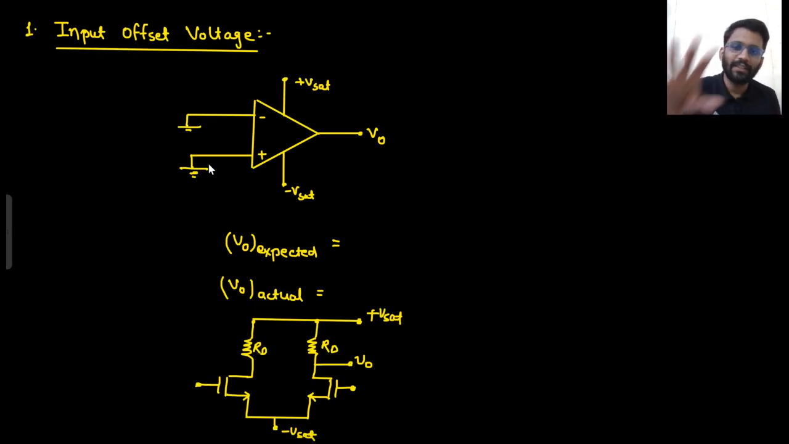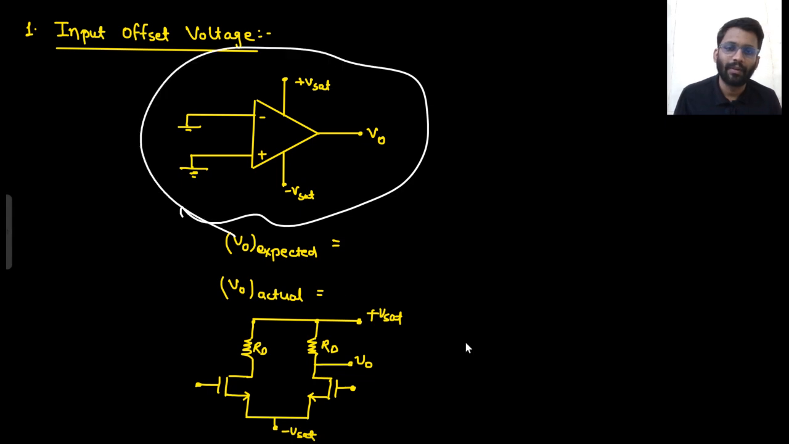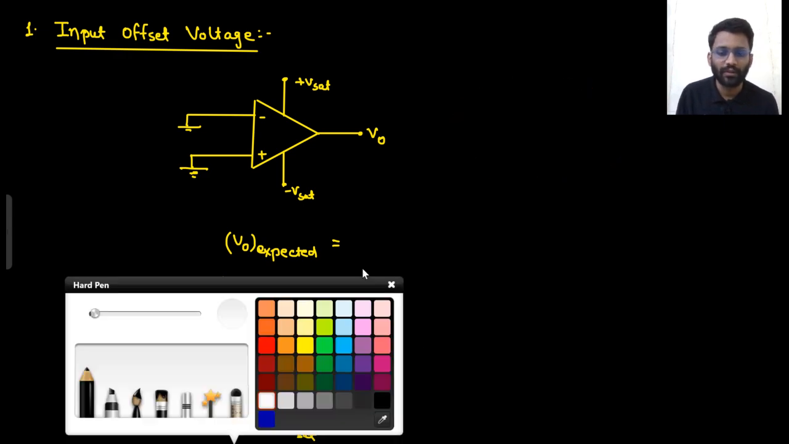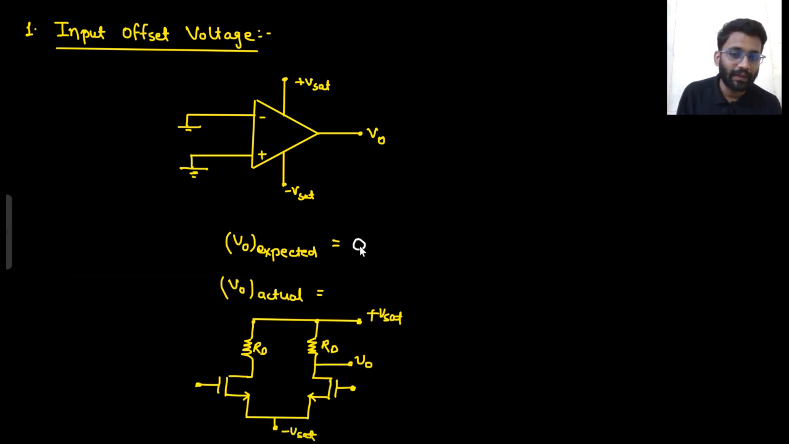Ideally, if this is your op-amp, and you connect both of the terminals to ground, what would you expect at the output? If the differential voltage is 0, then 0 into the gain would be 0 only. So ideally you would expect output to be 0 volt, right? But practically it doesn't happen. You expected your output to be 0 volt, but practically you get some output.